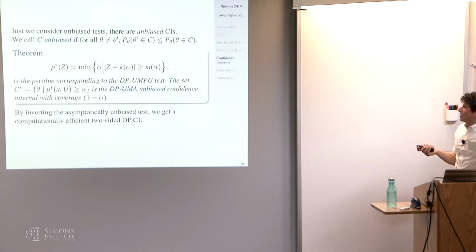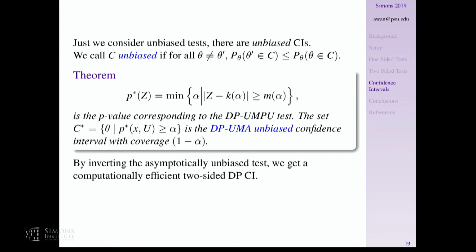But in practice, I don't think it's worth computing this. Rather, we could take our asymptotically unbiased test, for which we have easy to compute p-values, and we would invert that to get an approximately unbiased two-sided confidence interval.